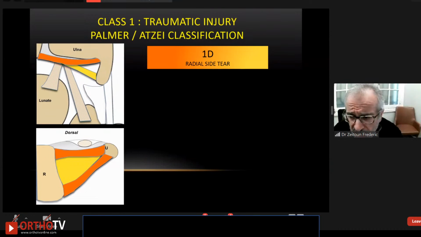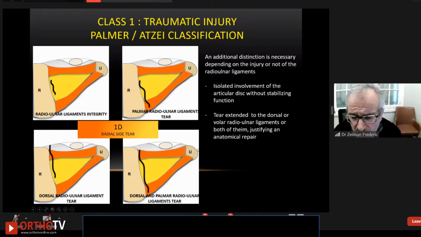Class 1D lesion involves the radial insertion of the TFCC, as you can see here on this frontal view and on this axial view. In this class 1D lesion, the distinction must be made between isolated lesion of the articular disc, which doesn't have a stabilizing function, and lesions which extend to the palmar or dorsal radioulnar ligament, or both of them, and which compromise joint stability. And again, there are two different functional structures and two different treatments.